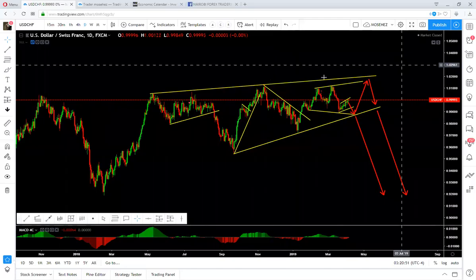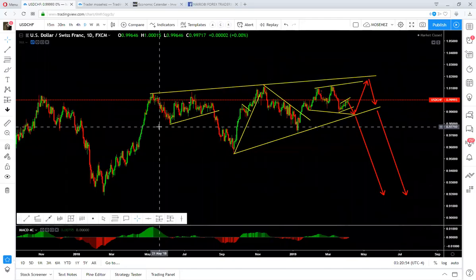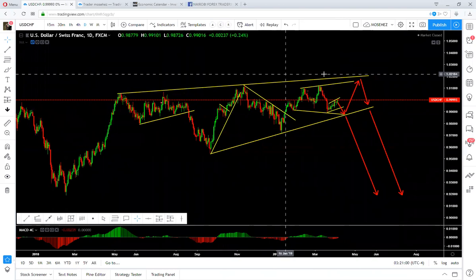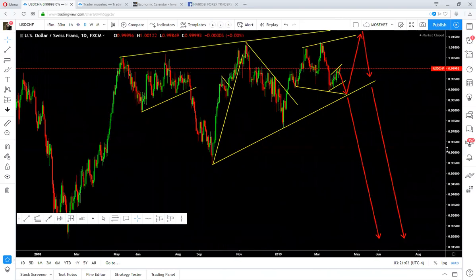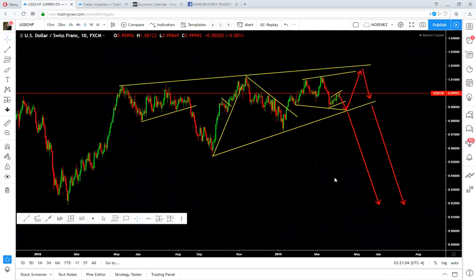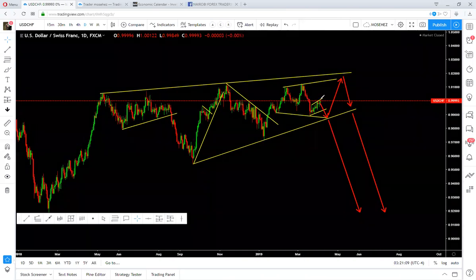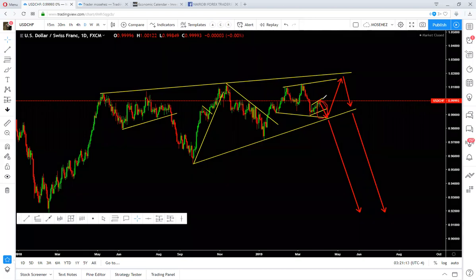So I want us to start with the USD CHF. So you can see what the USD CHF is doing. Basically, you can see that it is just correcting. I was expecting this move to happen yesterday during the NFP, but it didn't come. So we expect this move to still happen.